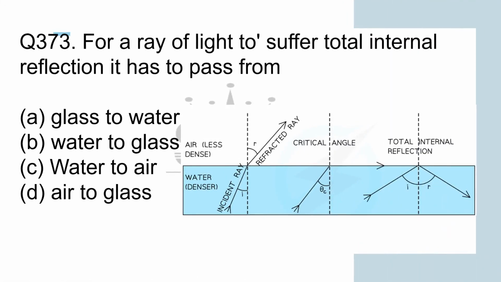A ray of light must fulfill the following two conditions to suffer total internal reflection. The first one is that the ray of light must travel from an optically denser to an optically rarer medium. You can see in the first one, so denser medium to rarer. Rarer means less dense. So the incident ray passes from denser to rarer medium.